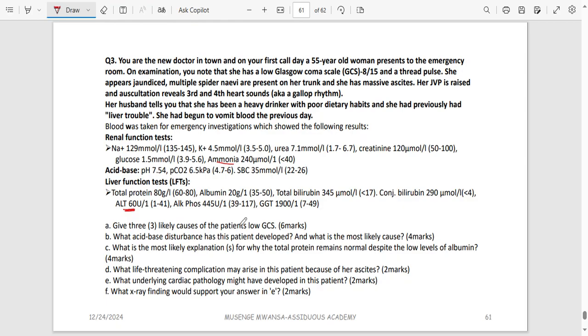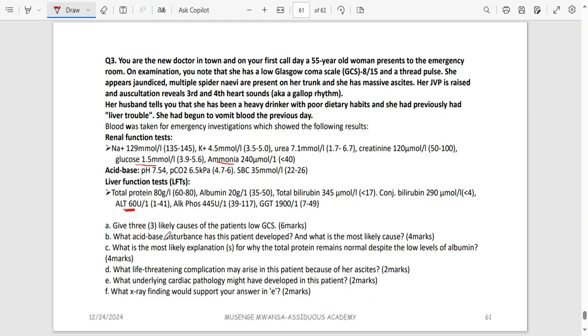And when you look at glucose here, glucose is low. Hypoglycemia is one that can cause a low Glasgow Coma Scale. And also electrolyte imbalance. You can see there is hyponatremia, there is hypokalemia. Those things are also contributing to the low Glasgow Coma Scale.